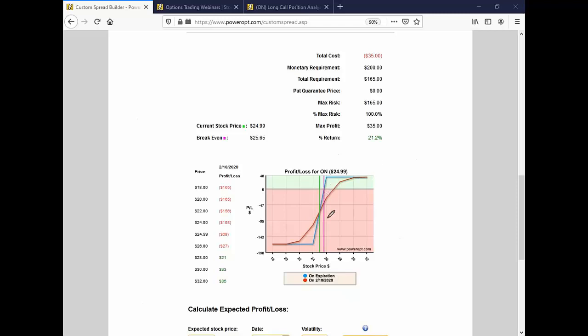Number 8 is what's called the pendulum adjustment. One of the adjustments we mentioned was close and do the opposite, where I'd close my bull put for a loss and maybe do a bear call several months out in time to see if it helps me get back to break even.